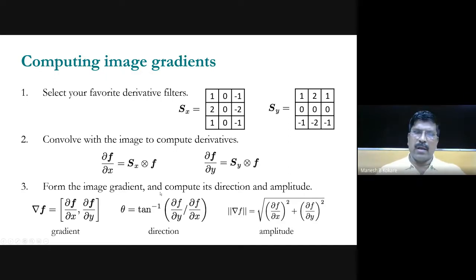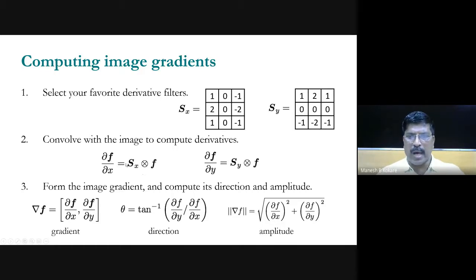Similarly, you have to find out the angle. The angle of that particular pixel or coordinate is given by tan inverse of dou f by dou y divided by dou f by dou x.